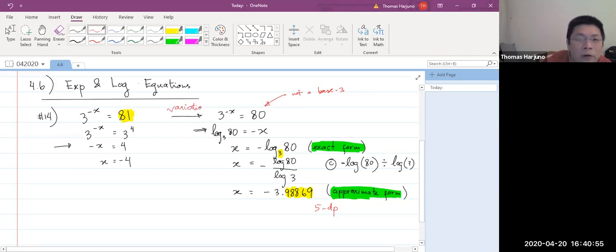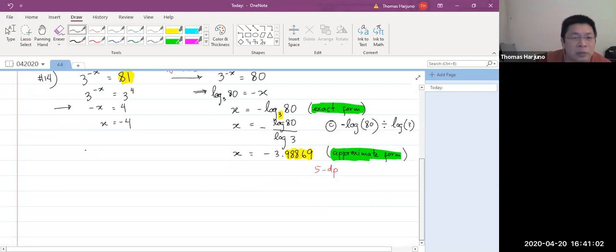Now we go on further. Suppose, for example, I look at number 16. Number 16 is the type of question I usually ask in my test. So you may want to put a star here. Make sure you study this type of question. Now, number 16, we have 4 to the power of 2x plus 3 equals 5 to the x minus 2.